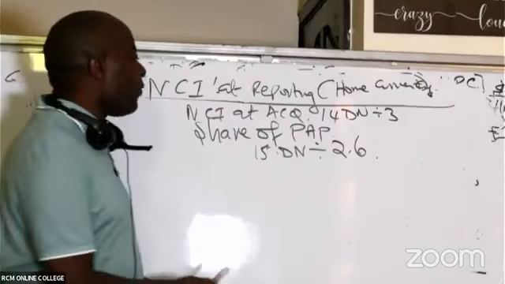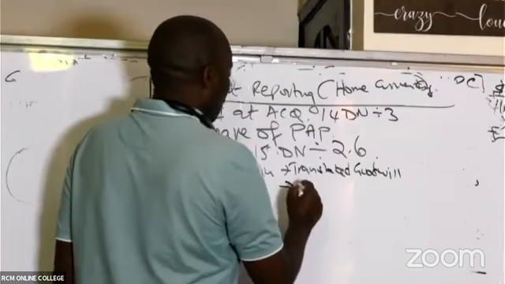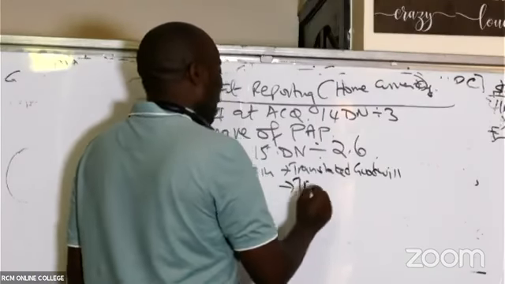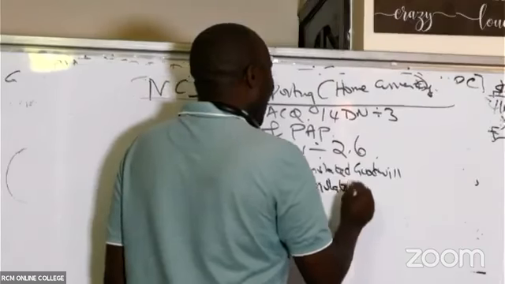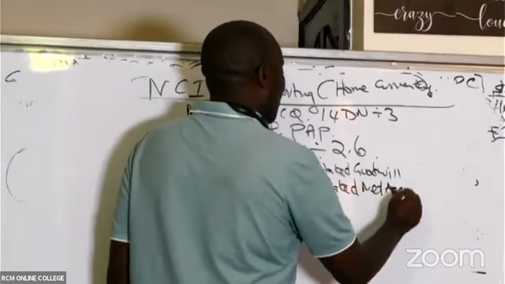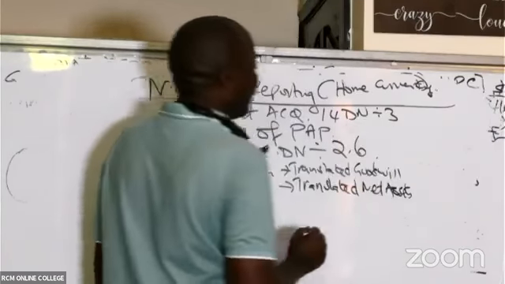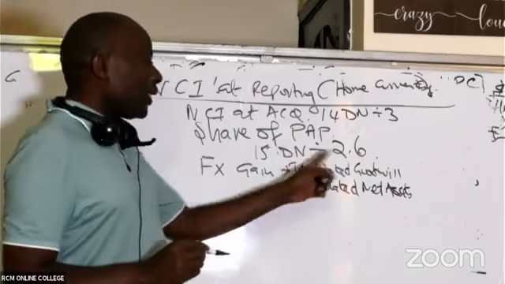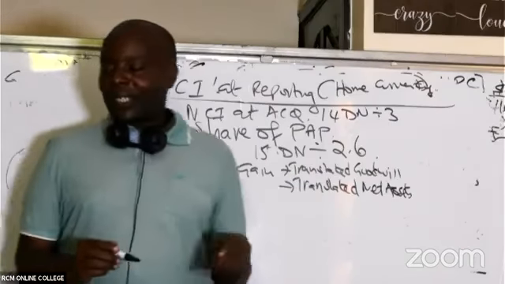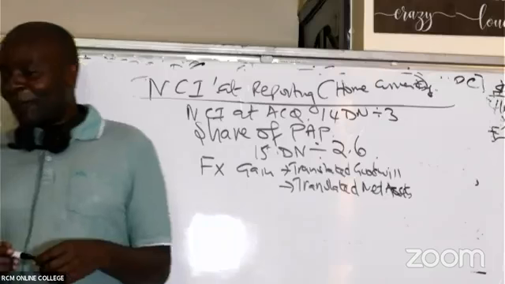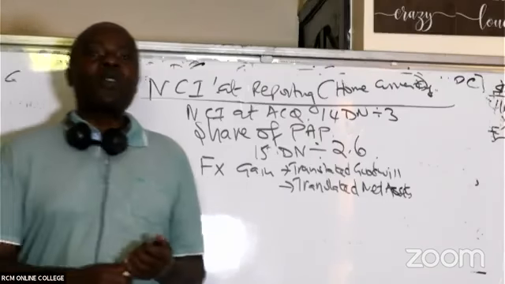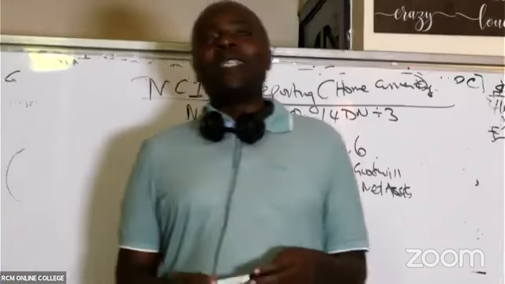We have an FX gain on translation of goodwill, translated goodwill, and then we have foreign exchange gain on translated net assets, untranslated net assets. Abracadabra, unfortunately, you had converted this thing to dollars. Remember, those effects are normally converted.